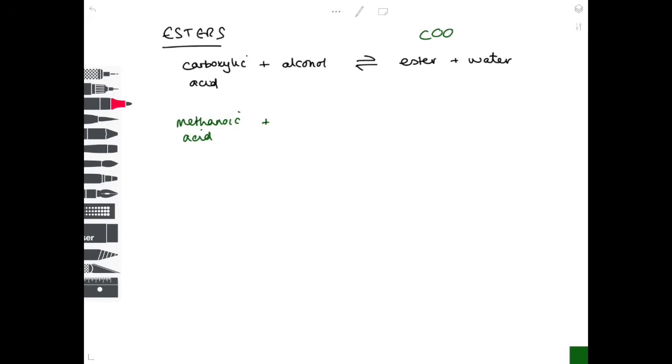I've decided to react that with ethanol. Now, in terms of naming it, notice that the first part of the ester's name comes from the alcohol, which is why it begins with ethyl. The second bit comes from the carboxylic acid. Esters always end in oate, so it's ethyl methanoate. And we've got water being formed.